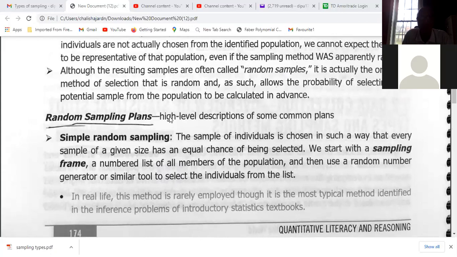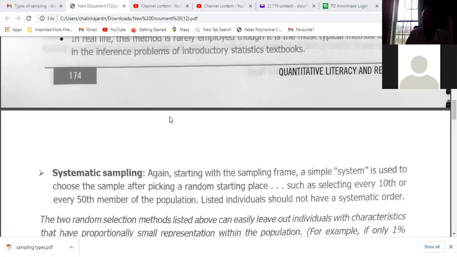And we start with the sampling frame, a numbered list of the members of the population. I told you, just one population, one big state, and then we are going to go to some of the counties, some of the localities, churches, schools, hospitals like this, and try to analyze the people who are eligible to vote, to find out whom they are going to vote for in the next coming election. So that is simple random sampling.